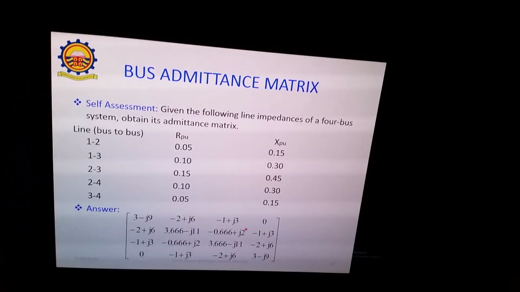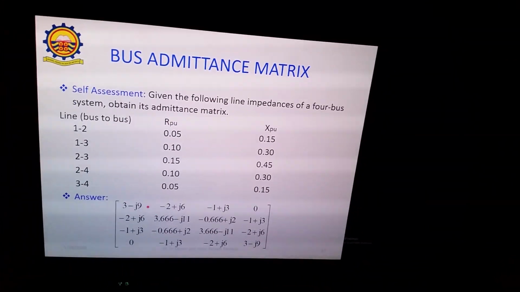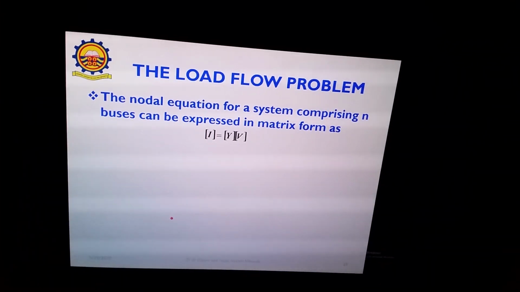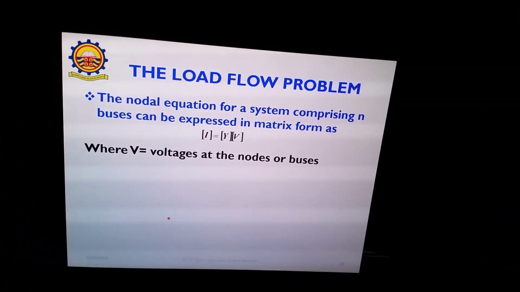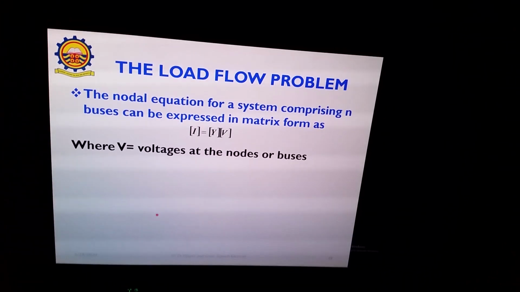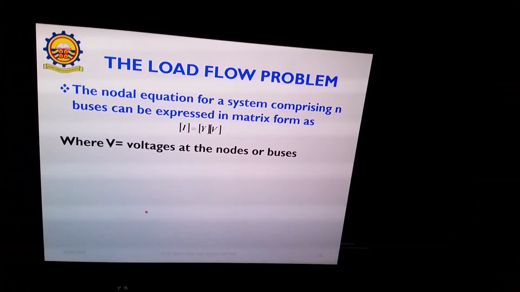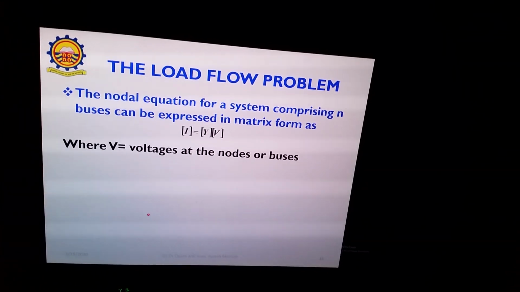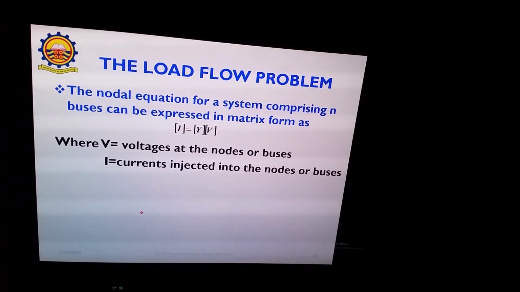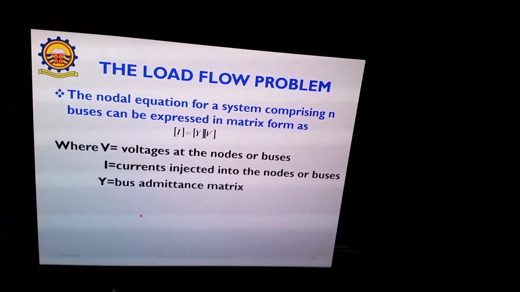Then when you get those values, you can now form a matrix from that. After you've gotten the values, you know from the previous class that we have what we call the matrix, and then we are supposed to follow the matrix rules. So I think we'll end here for today, but note that the current or the nodal equation for a system comprising an n number of buses can be expressed in the matrix form as I equal to Y times V, where we have the voltages at the nodes as the V, the current injected into the nodes or the buses as the I, and the admittances as the Y.